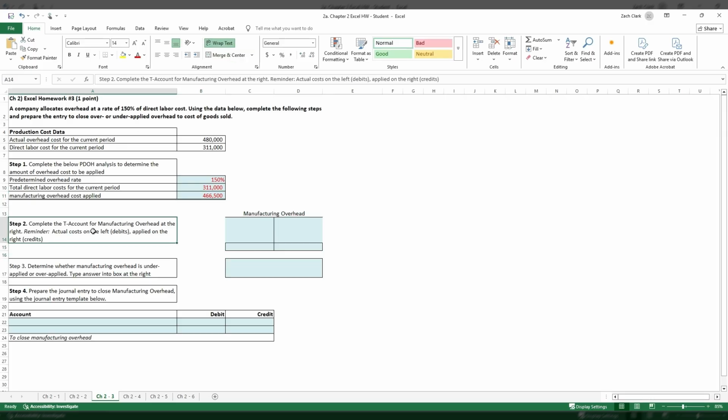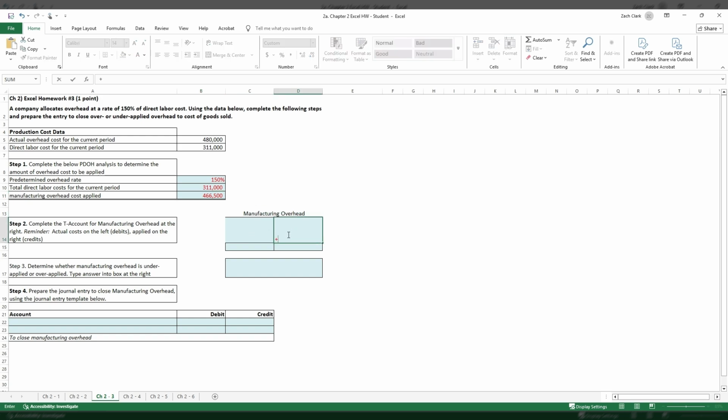And now we want to complete the T account here in step 2 for manufacturing overhead at the right. Actual costs, as a reminder, go on the left on the debit side, and applied or estimated costs, the amount we just calculated, go on the right side. So this is our estimated amount, and our actual overhead cost above, we'll put on the actual side. Now if we look at this T account, take the bigger minus the smaller number, and we end up with a debit balance in manufacturing overhead of $13,500.